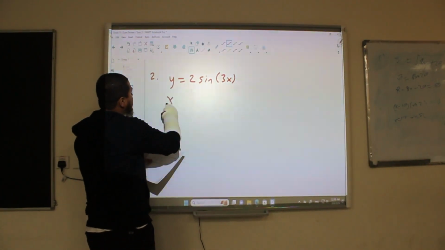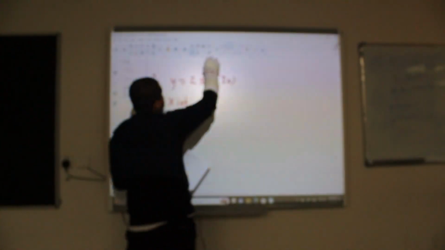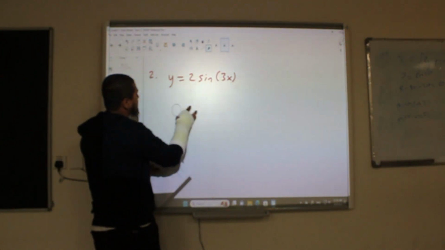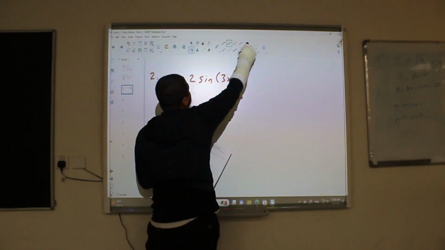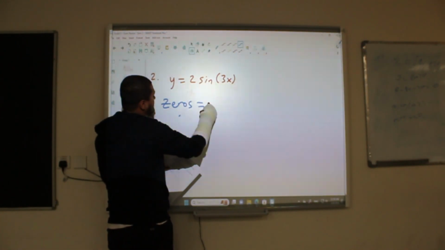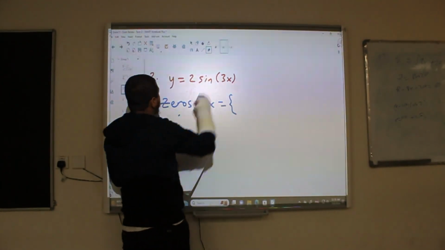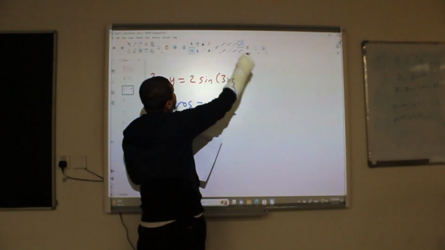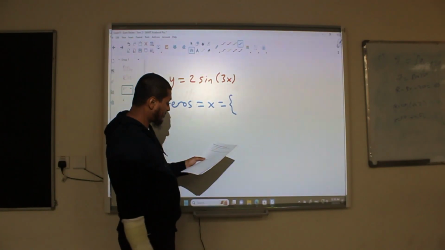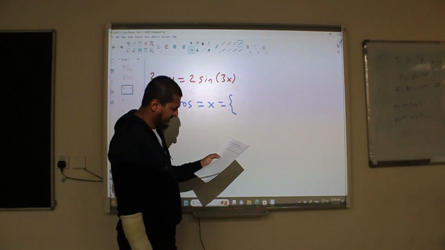So all the x-intercepts are basically zeros. Let's just write down zeros instead. So what are the zeros? Zeros equals x, which we can write in set notation. I hope you have the page in front of you and are looking at the graph. The graph is given in terms of pi, and I can see we have 5 x-intercepts.